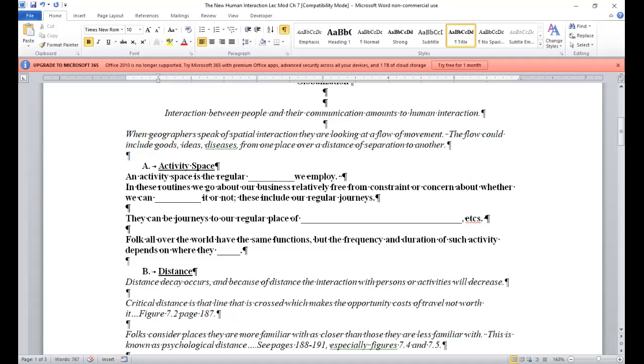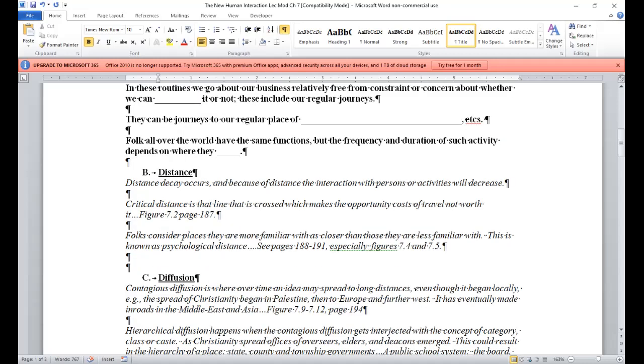But folk all over the world have the same functions, but the frequency and the duration of such activity depends on where they live. I mean, some people don't have a good economy, and because of that, they don't have the means to travel and enlarge their activity space. It's just not conducive to reliable automobiles, maybe the terrain. Take a look at this concept here of distance.